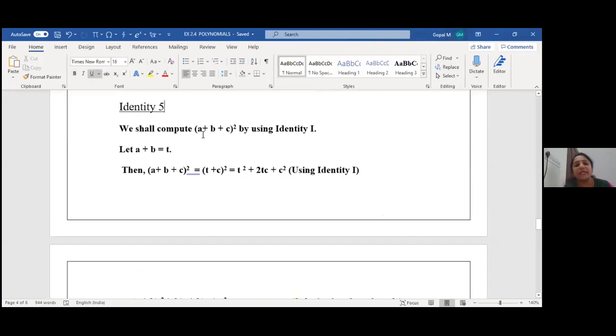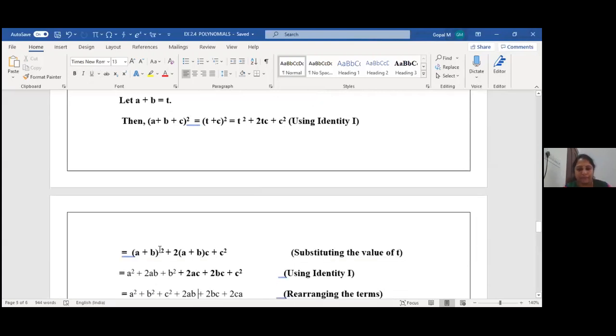A plus b plus c, a plus b you assume as t. In the place of a plus b, you write t. Now this becomes t plus c whole square. So applying identity 1, t square plus 2tc plus c square.